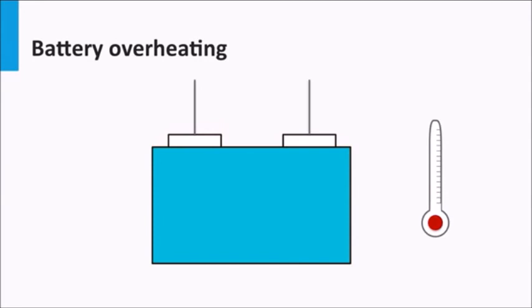Also, battery overheating should be strictly controlled. Overheating could occur due to overcharging and subsequent overvoltage of the lead-acid battery. We will learn more about voltage and charge control of the battery in the next video.